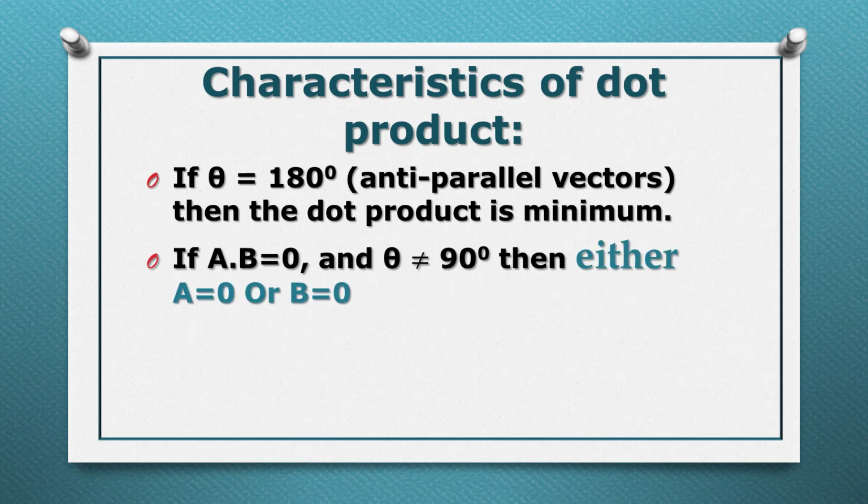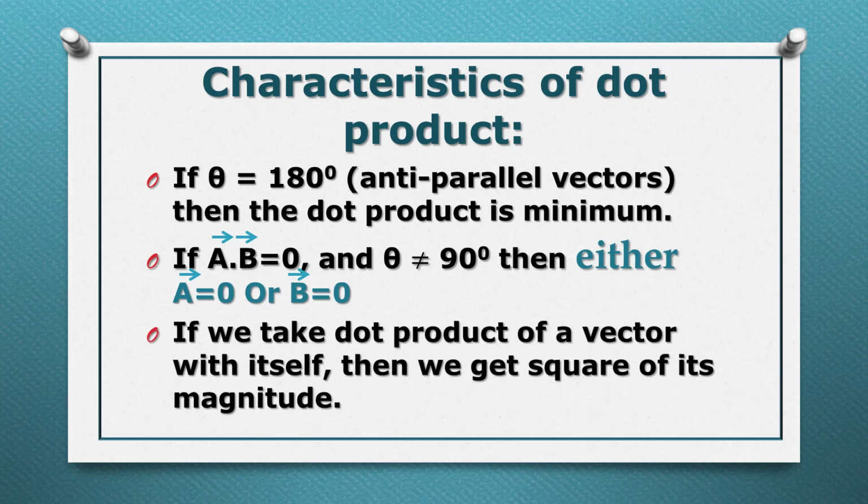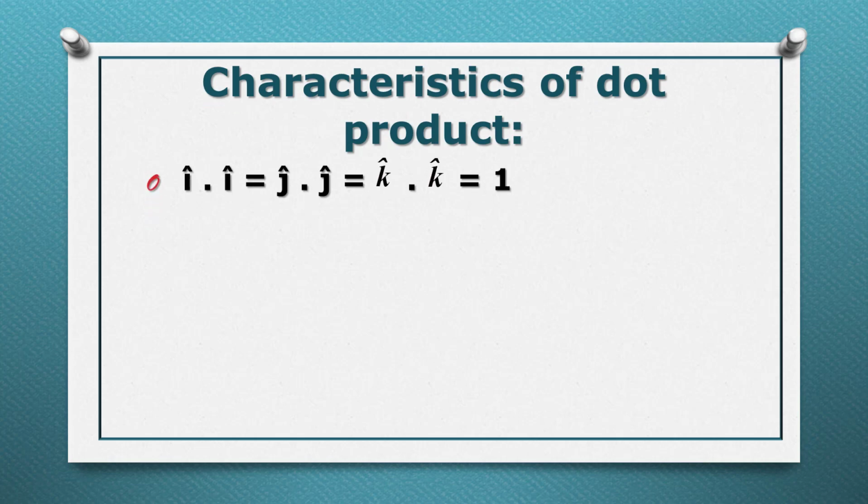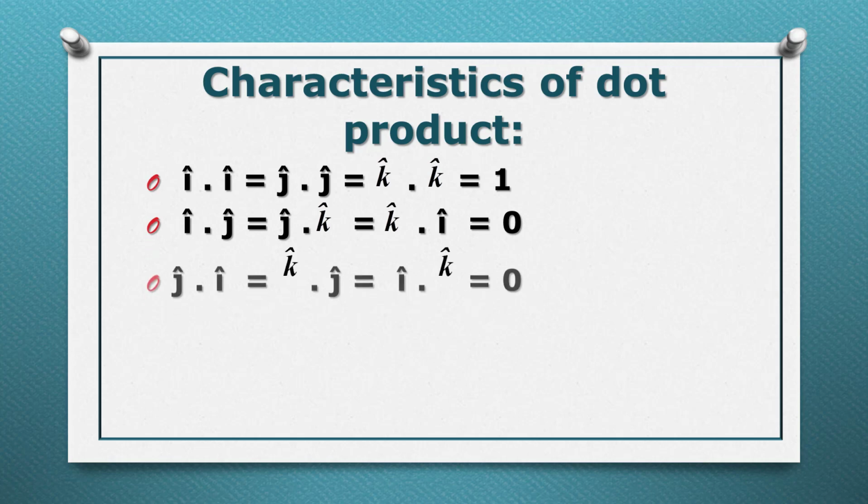If a dot b is 0 and theta is not 90 degrees, then either vector a is 0 or vector b is 0. And we have discussed that if we take the dot product of a vector with itself, then we get the square of its magnitude. Then we have discussed that with unit vectors, i hat dot i hat, similar unit vectors, give a result of 1. And if we have different unit vectors, then their dot product will give us the result 0.